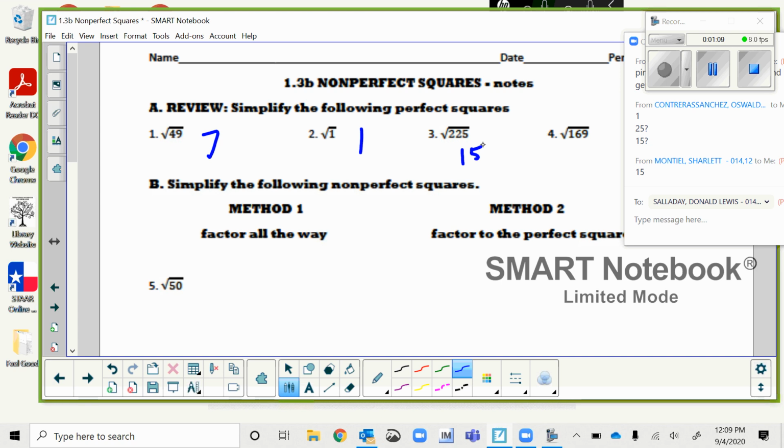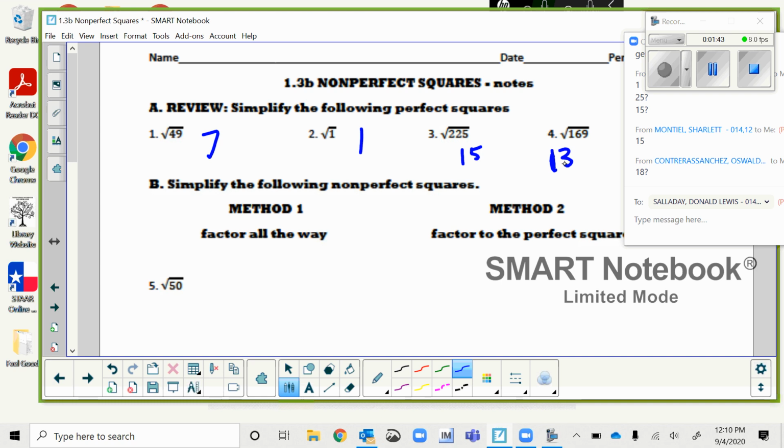So good, it's 15. And then what's the square root of 169? Not 18. So if I squared 18, the last number would be a 4, because 8 times itself is 64. 13. Perfect. Okay, so those are perfect squares because they simplify completely.